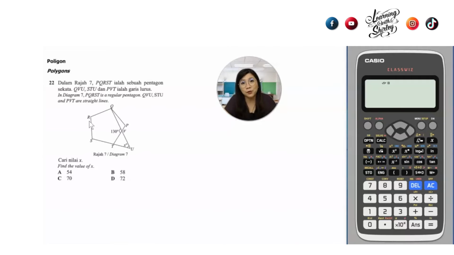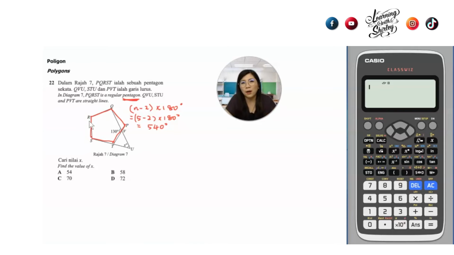So what's the formula to find the sum of angles in a polygon? The formula is (n minus 2) times 180. So this is to find the sum of angles in a polygon. So for this case, pentagon has how many sides? Pentagon has 5 sides, right? 1, 2, 3, 4, and 5 sides. So we're going to find what is the sum of angles in the pentagon first. So 5 minus 2, and then times 180. So this will be 3 times 180 is 540. So this is the sum for all the 5 interior angles.